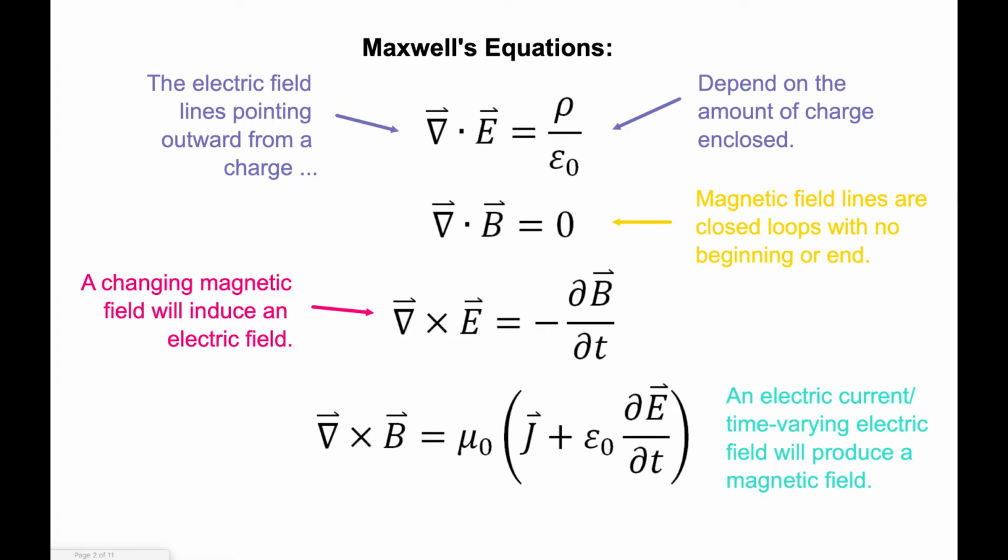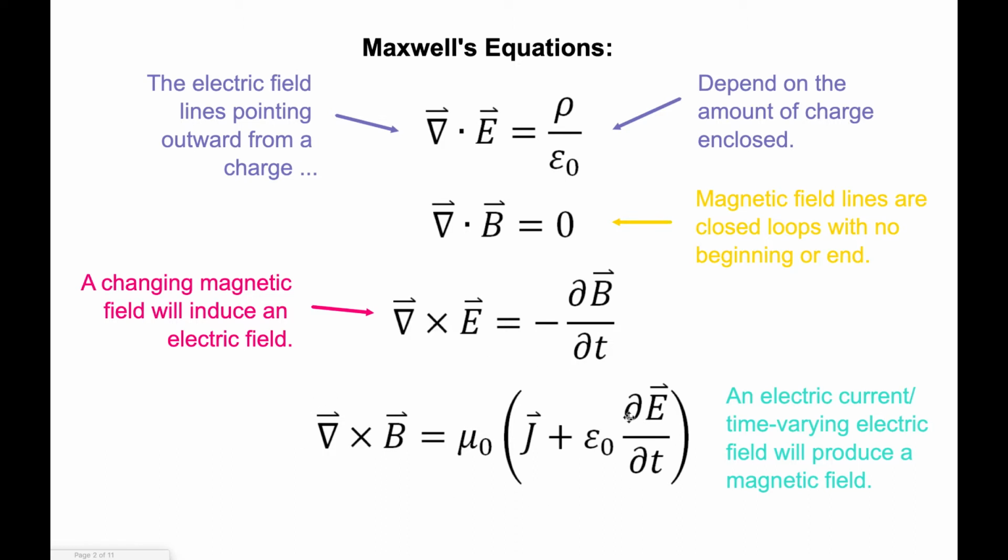Now, you do not have to understand these equations, but they're very nice equations, so I'm going to show them to you anyway. The equation at the top is basically a summary of the fact that electric field lines point outward from charges, and they depend on the amount of charge enclosed. This second equation basically tells us that magnetic field lines are closed loops with no beginning or end. The third equation explains a result that we've heard before, that if we have a changing magnetic field, it will induce an electric field. This is how electricity is generated, for example.